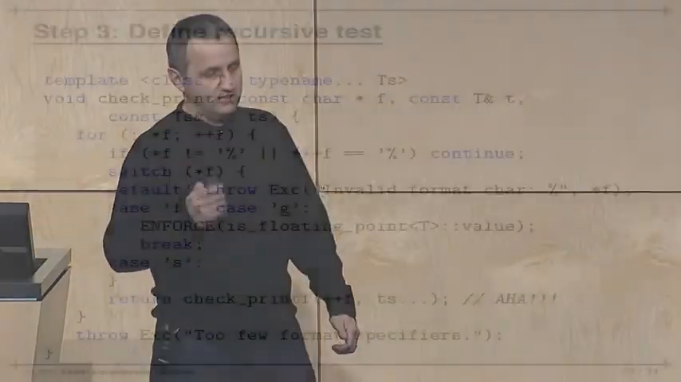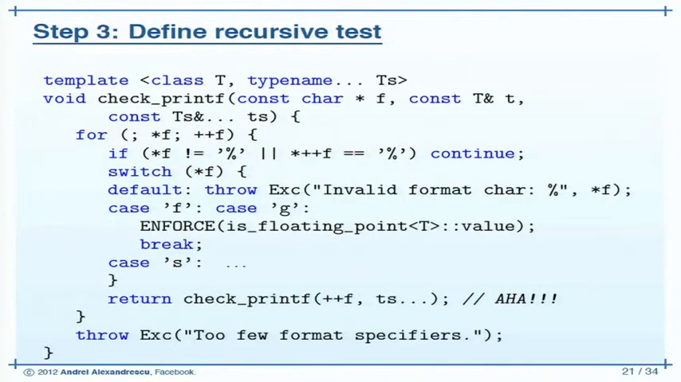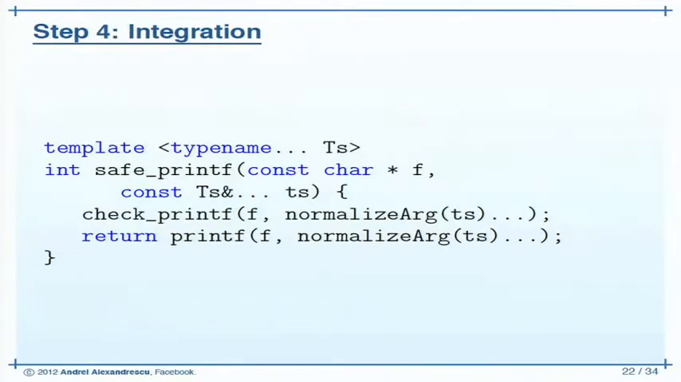So, check printf. We have the base case. We have the recursive case. You need the base case because, at the end, you recurse, you reduce, and you come to a format without anything, right? Awesome. Step 4, integration, very simple. Check printf, right? Very simple. There's really nothing else to it.